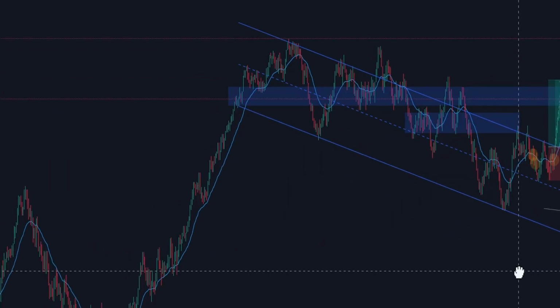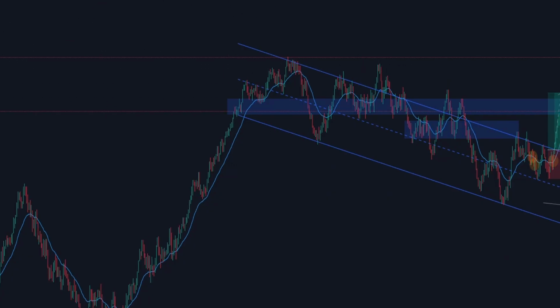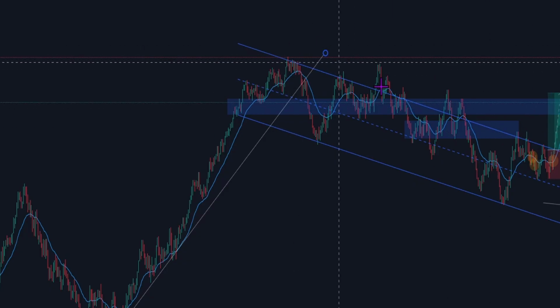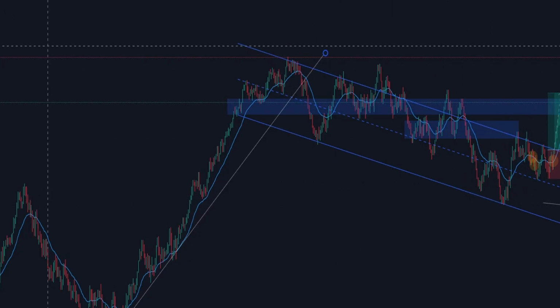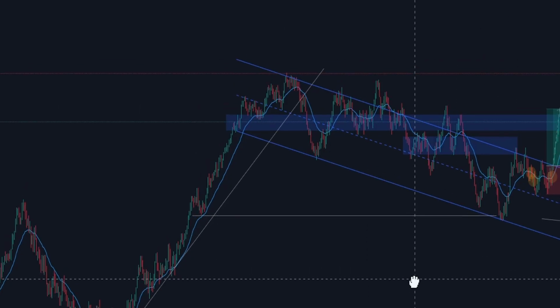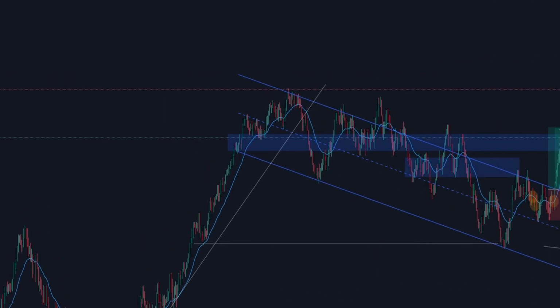Well, the previous context was this one, so we had a huge run, and when you have this kind of momentum, you know at some point price is going to retrace back down again to a trap level. This one was a trap level, and then from there you can look for some long entry signals.